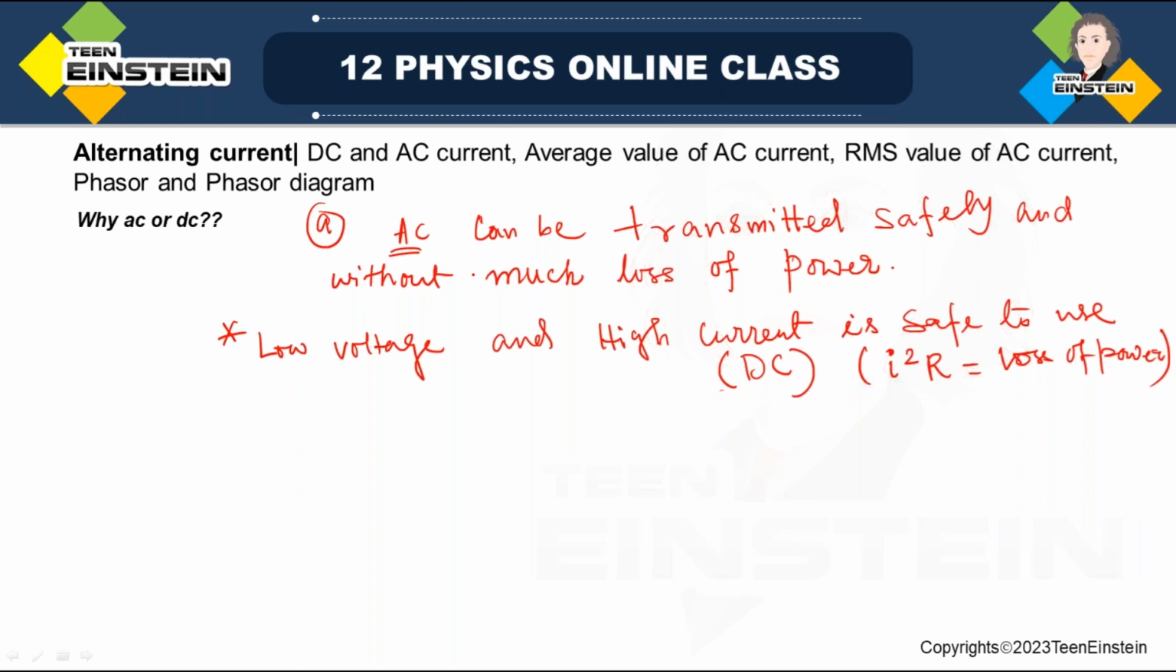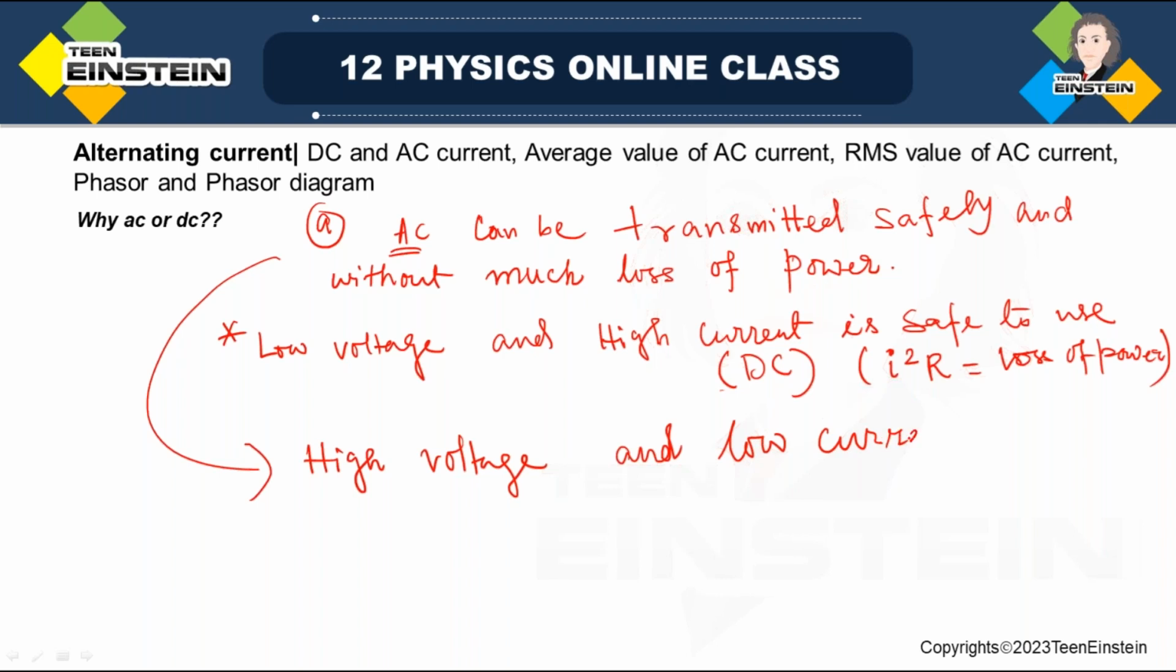But in case of AC, it is safely transmitted. See, in case of AC, what is done is high voltage and low current. So the transmission becomes such that this I square R actually becomes less. So the loss will be less.